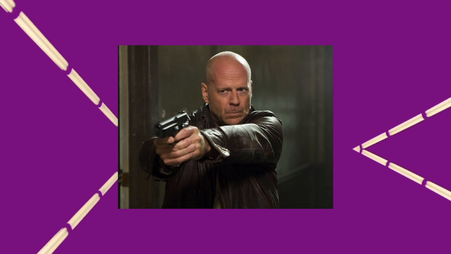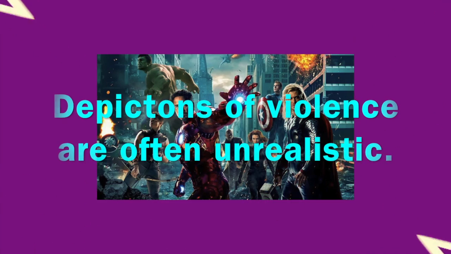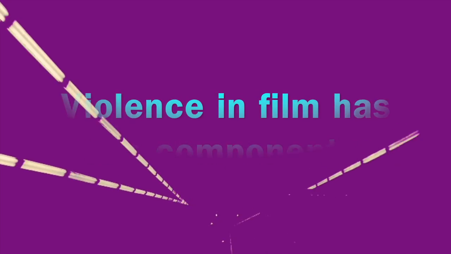It may sound odd to say that American films tend to sanitize violence, given that so many of our films tend to be extremely graphically violent. But even though graphic portrayals of violence are common, one of the key ways in which such sanitization occurs in American films is through unrealistic depictions of violence. To understand this, let's consider that violence in film has two components.